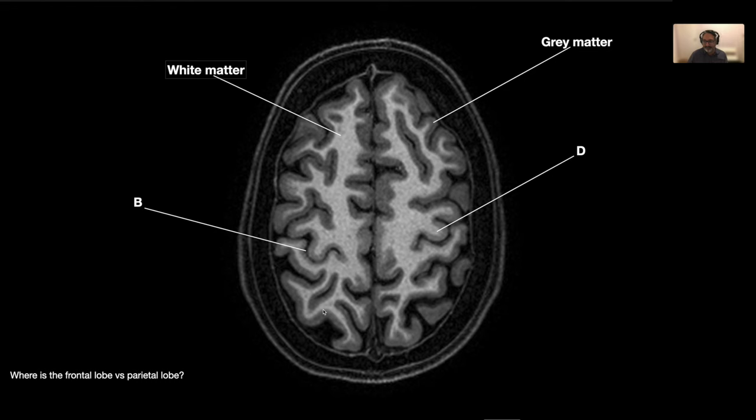B is this thing here, a sulcus. So that would be the central sulcus. And D is that part that's just in front of the central sulcus. And that is the pre-central gyrus. And the one just behind it, that would be this one, is the post-central gyrus. And the pre-central gyrus is in the frontal lobe, and the post-central gyrus is in the occipital lobe. Oh, sorry, is in the parietal lobe. Good job.